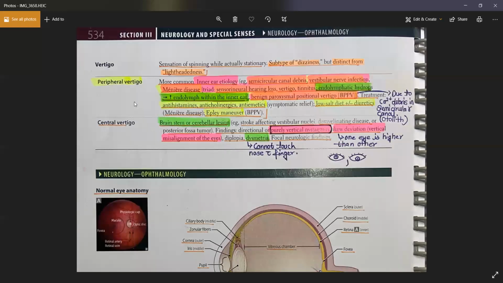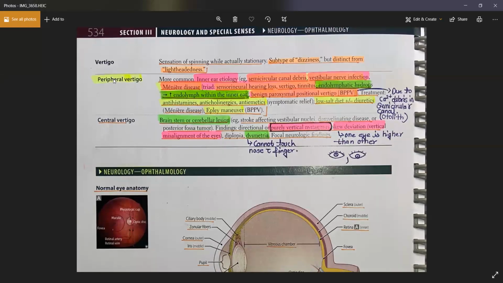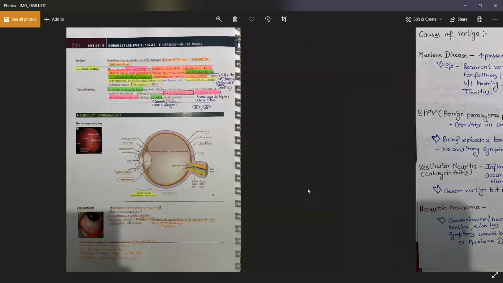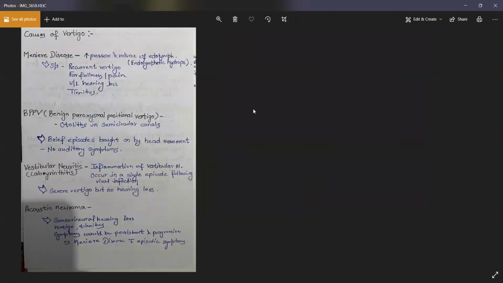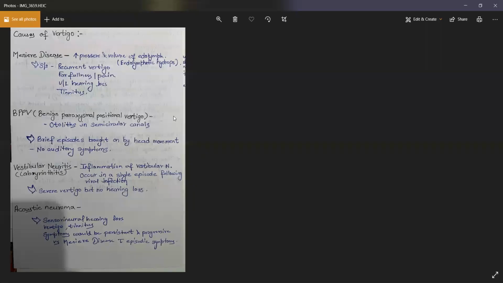Now you have two types of vertigo. One is the central vertigo and the second is the peripheral vertigo. First, let's discuss the peripheral vertigo. Now it could be due to Meniere's disease. If you forget it, let me tell you this. You must remember this algorithm.